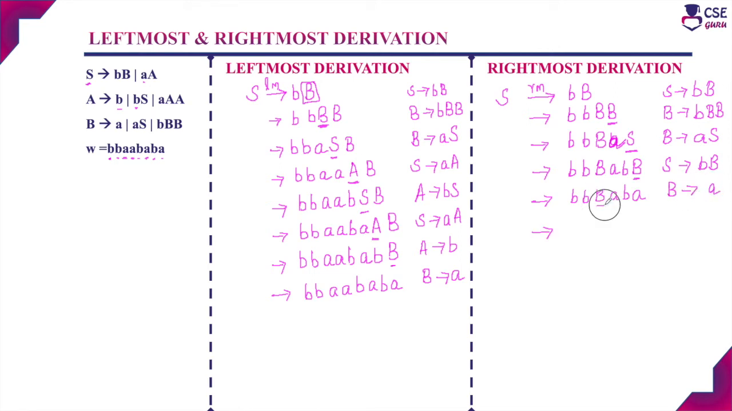Next, only one non-terminal symbol is there. Choose the non-terminal and apply the production rule. If you are considering the pattern of the string, so double B we got and A, B, A we got. So we have to get A, B. So apply the production rule for B that starts with A. So we will apply the production rule B tends to AS.